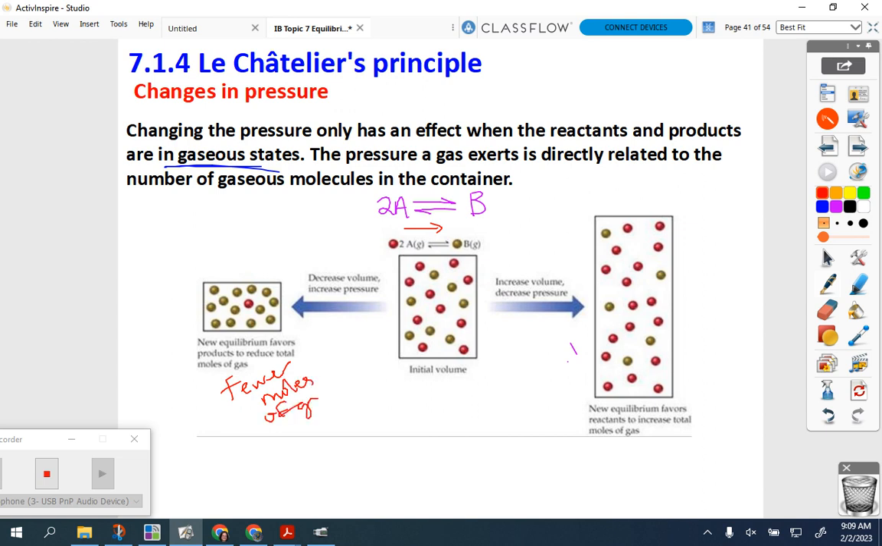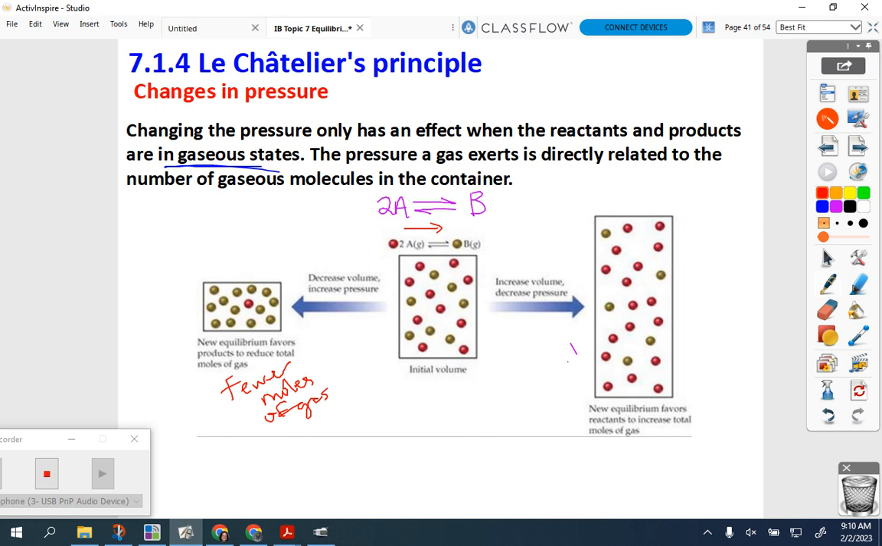And I keep saying moles of gas because sometimes you have reactions that include solids and gases or liquids and gases. The pressure is only going to affect the gases. For solids there is a very slight effect of pressure, but it's negligible for our purposes. It's not going to be enough to change anything. Yes, Nick? I'll get to that in the next slide.